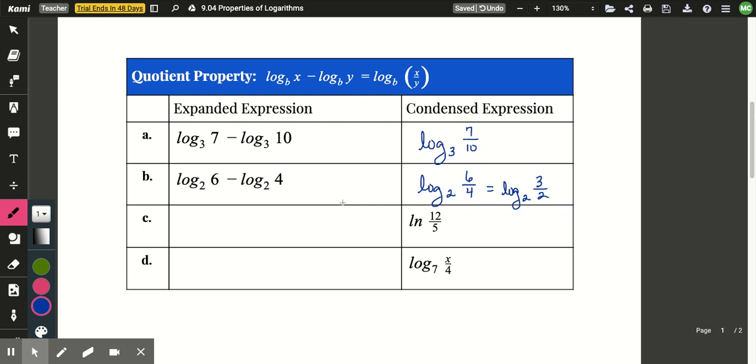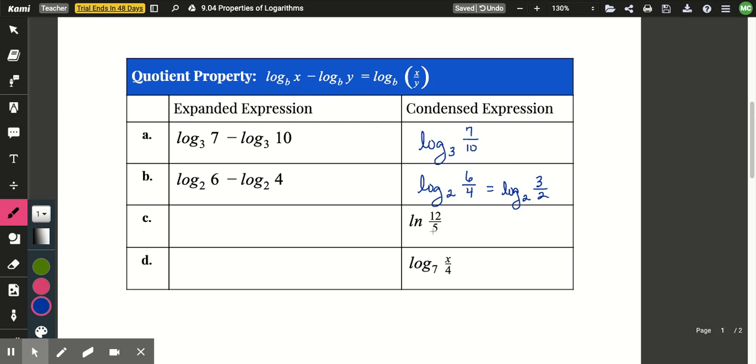Okay, now like with the product property, we can read this property backwards as well. So if we have a log of a quotient, we can rewrite that as a log of the numerator minus a log of the denominator.